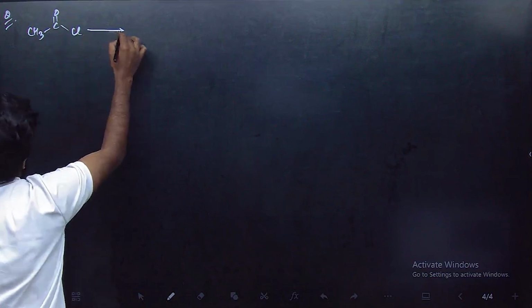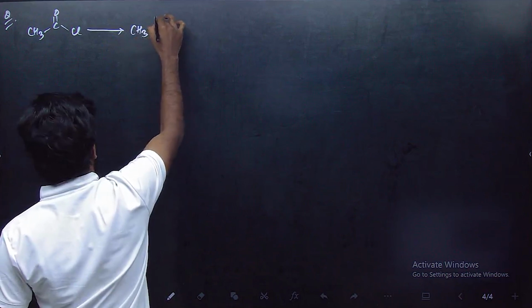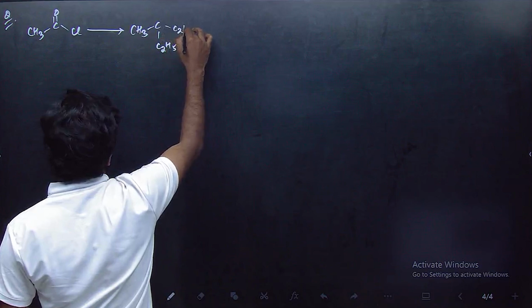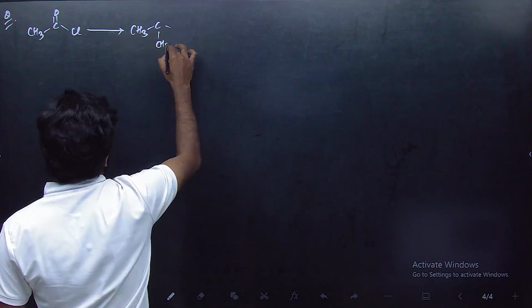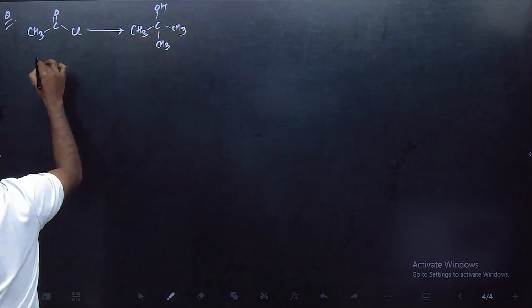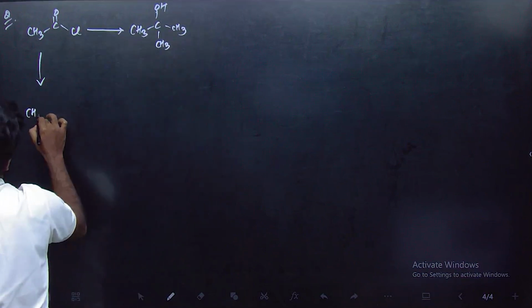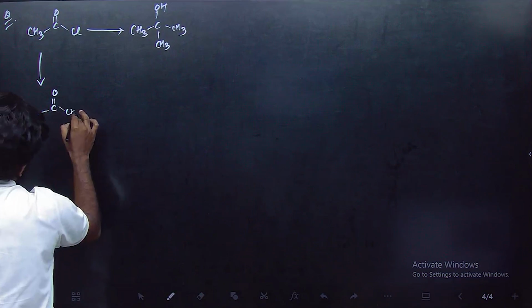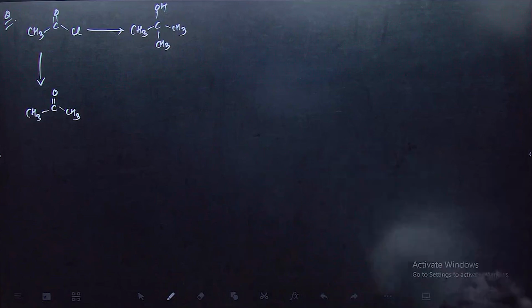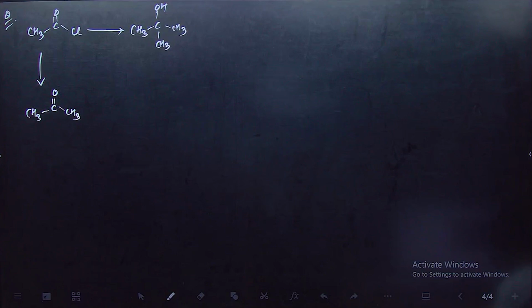If I want to convert this to this, or let it be like CH3. If I want to convert this to this, what am I supposed to do? And if I want to convert this only to this, what am I supposed to do? The next level of difficulty arises from this question. Only those who have the deepest understanding of the concepts will be able to answer this.